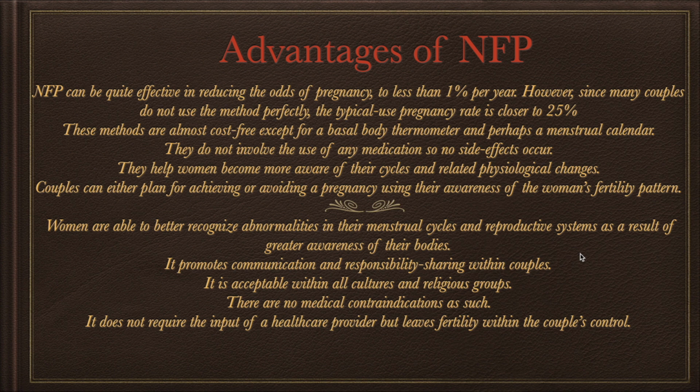They help women become more aware of their cycles and related physiological changes. Couples can either plan for achieving or avoiding a pregnancy using their awareness of the woman's fertility pattern. Women are able to better recognize abnormalities in the menstrual cycle and reproductive system as a result of greater awareness of their bodies. It promotes communication and responsibility sharing within couples.